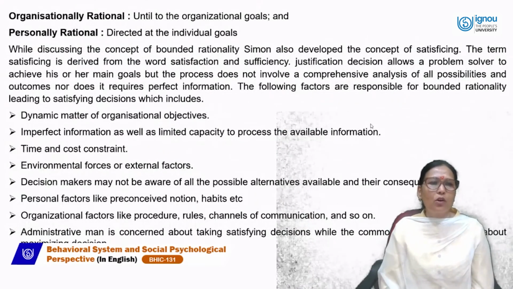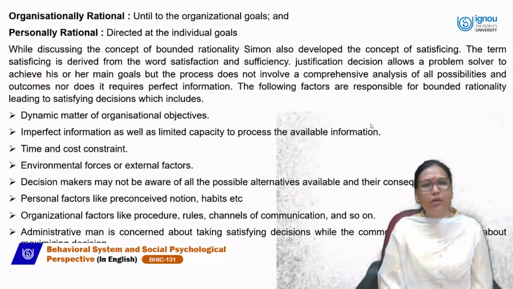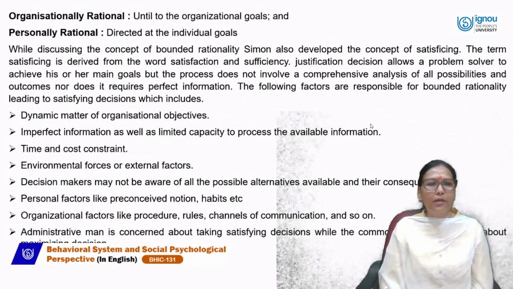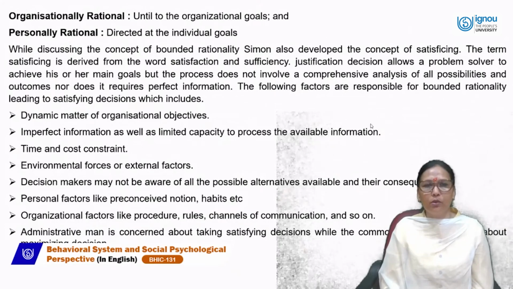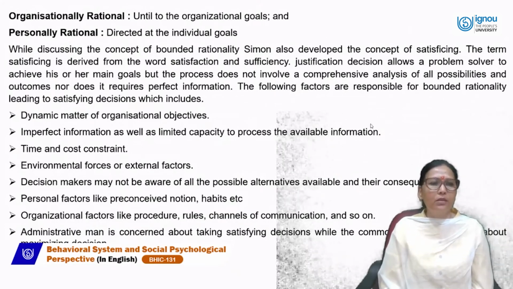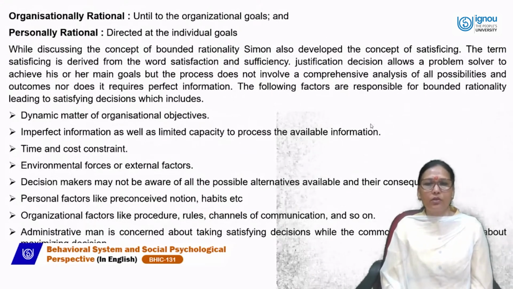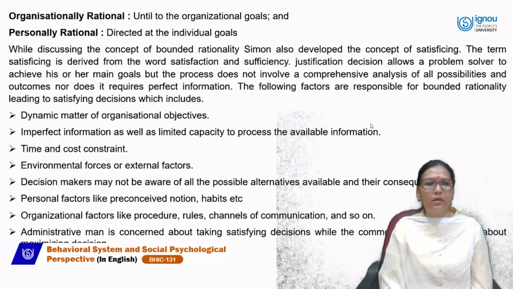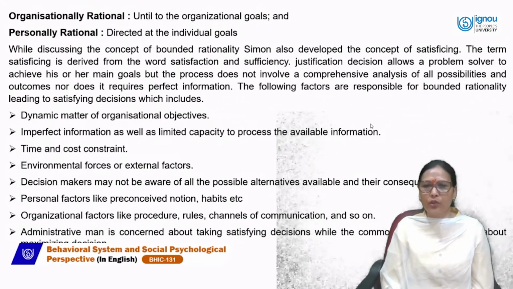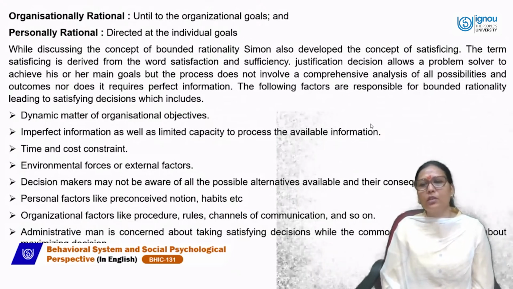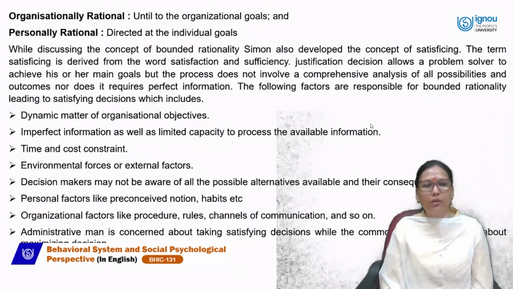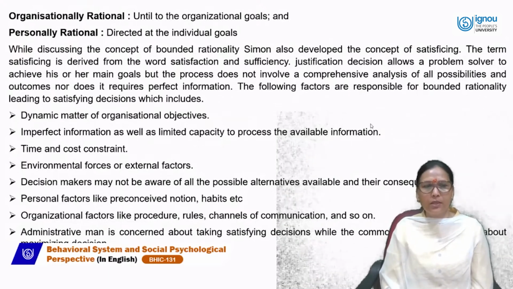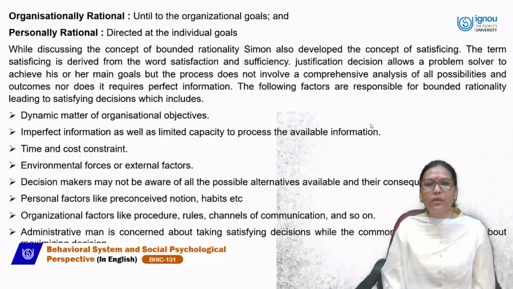Next was the organizationally rational, aimed at the organization's goals, in which the organization sets a specific goal. Next was the personally rational, directed at the individual goals. While discussing the concept of bounded rationality, Simon also developed the concept of satisficing. The term satisficing is derived from the words satisfaction and sufficient. Satisficing decisions allow a problem solver to achieve his or her main goal, but the process does not involve a comprehensive analysis of all possibilities and outcomes, nor does it require perfect information.